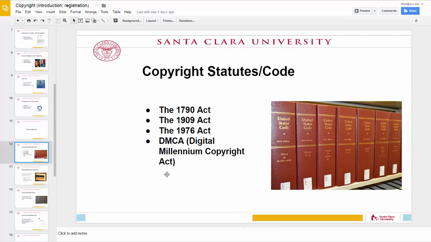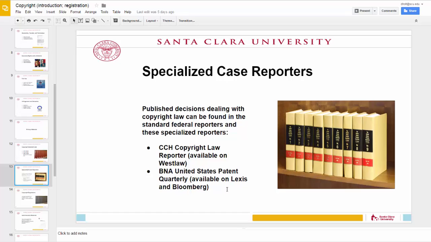There are also specialized case reporters for cases dealing with copyright, in addition to your standard federal reporters, which would be the Federal Supplement and the Federal Reporter, and your U.S. Supreme Court case reporters. There are also specialized reporters that deal exclusively with copyright or deal with copyright along with other areas of intellectual property. The two big specialized reporters that we'll deal with are the Copyright Law Reporter, that's published by CCH and is licensed and available on Westlaw, and also BNA's United States Patent Quarterly, which is often abbreviated as USPQ, and it is available on both Lexis and Bloomberg.